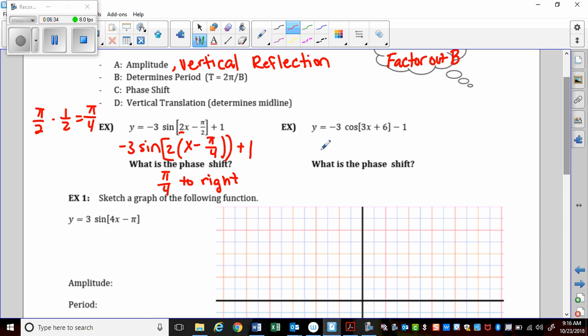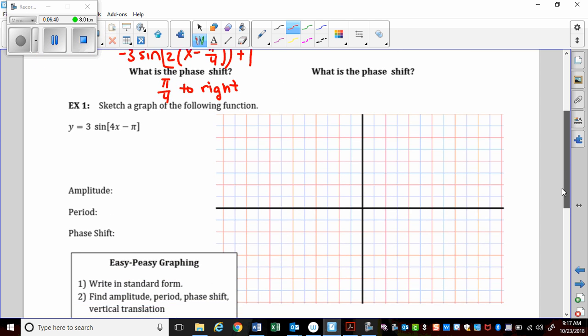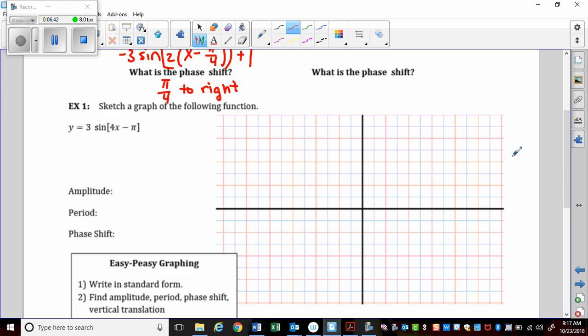So I want you guys to try this one. Factor out the 3. Tell me what the phase shift is. Sketch a graph of the following function. Let's try it out. So we have 3 sine of 4x minus pi. So my amplitude I know is 3. Let's say this is 3, this is 2 and 1, -1, -2, -3.